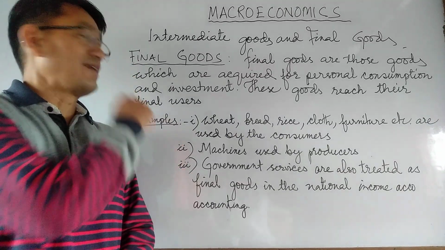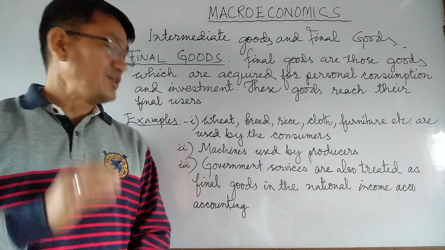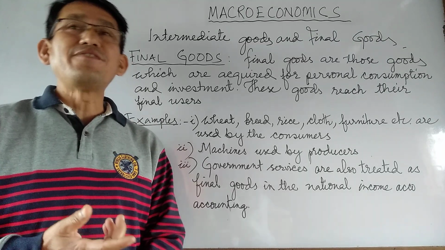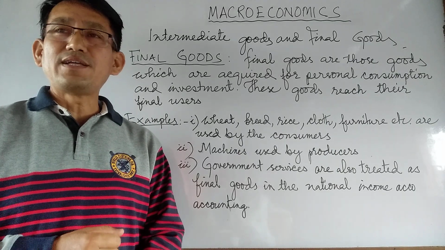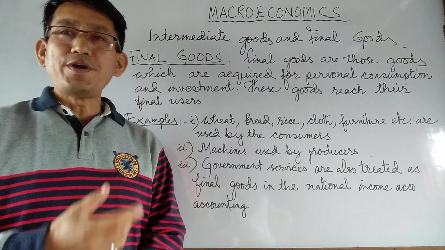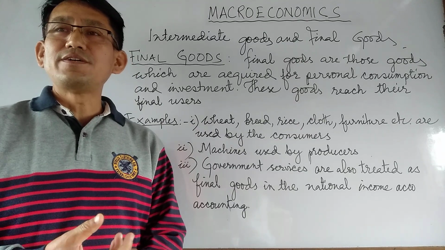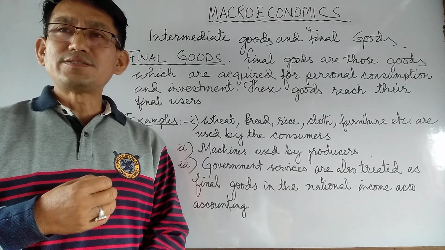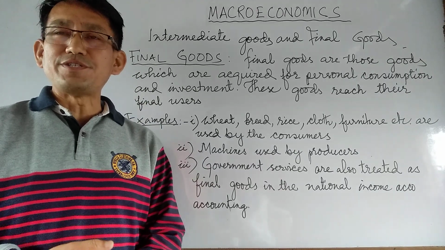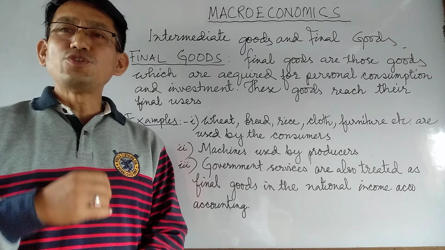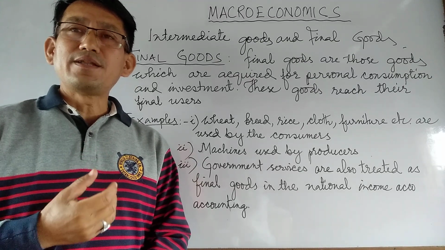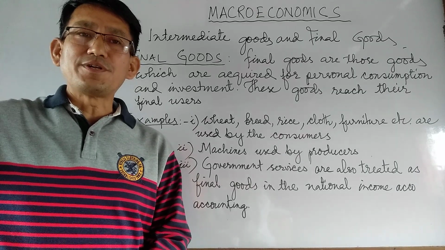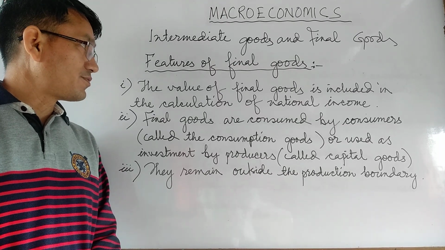So what are the final goods? I have written on the board. Final goods are those goods which are acquired for personal consumption and for investment by the producers. These goods reach the final users. For example, wheat, rice, furniture, bread, etc. They are used by the consumers only. Then machines used by the industries are also an example of final goods. And the government services are also treated as final goods for the national income accounting.